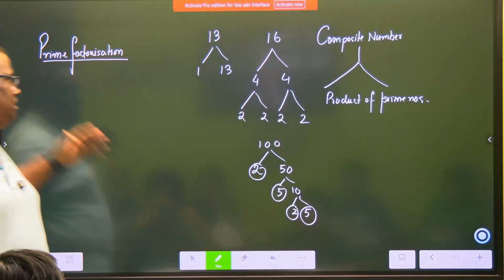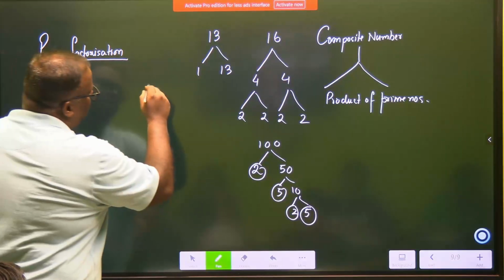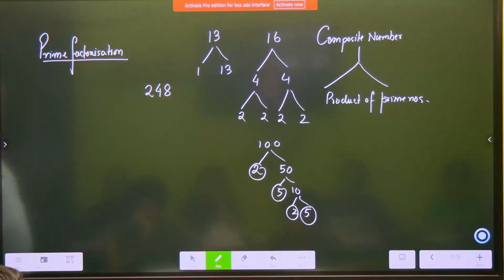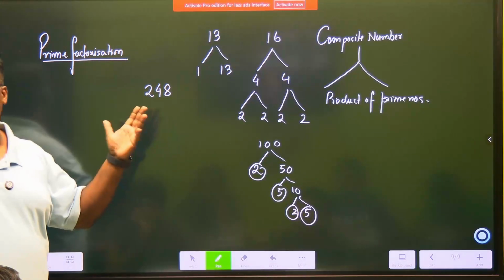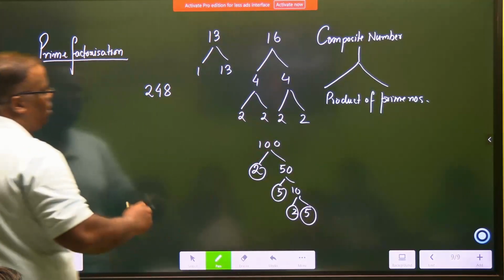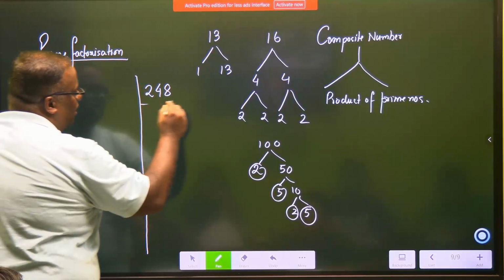So prime factorization में हम क्या करते हैं? Take any number. Let's take a number, 248. We have taken a number, and we are supposed to find its prime factors. So when you start finding prime factors, you can either go with this method also, or the generic method that every school and all adopts is to go by this way.